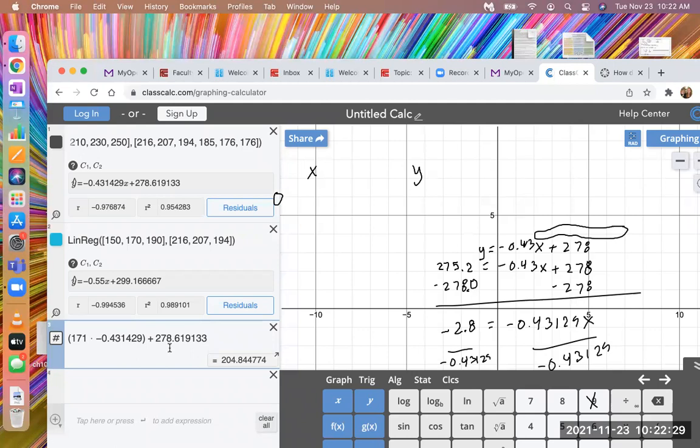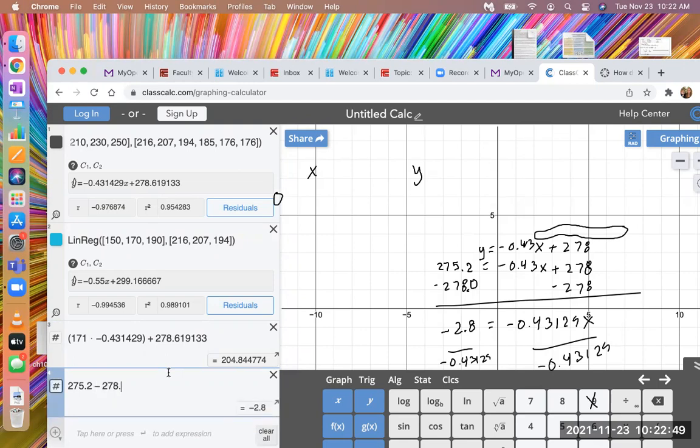So it's 278.619133. Okay, so it's 275.2 minus 278.619133. Okay, so that's a little different. It's not actually 178.61. Okay, so it's 4.3.